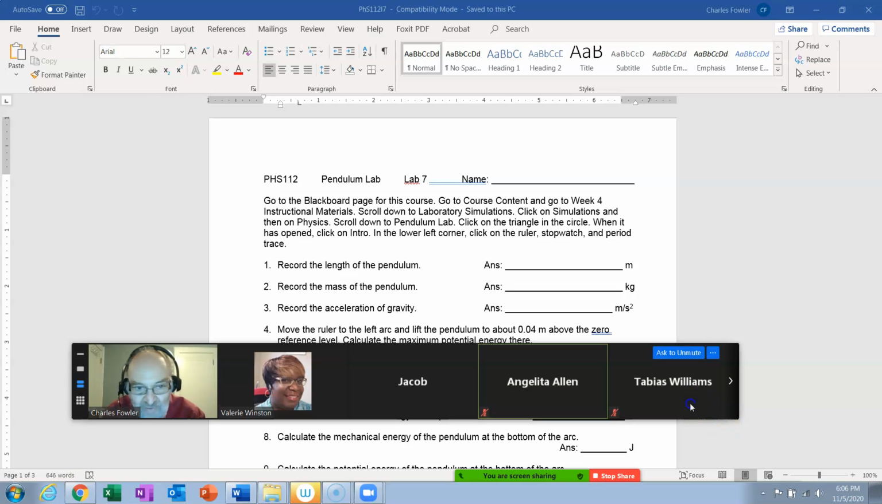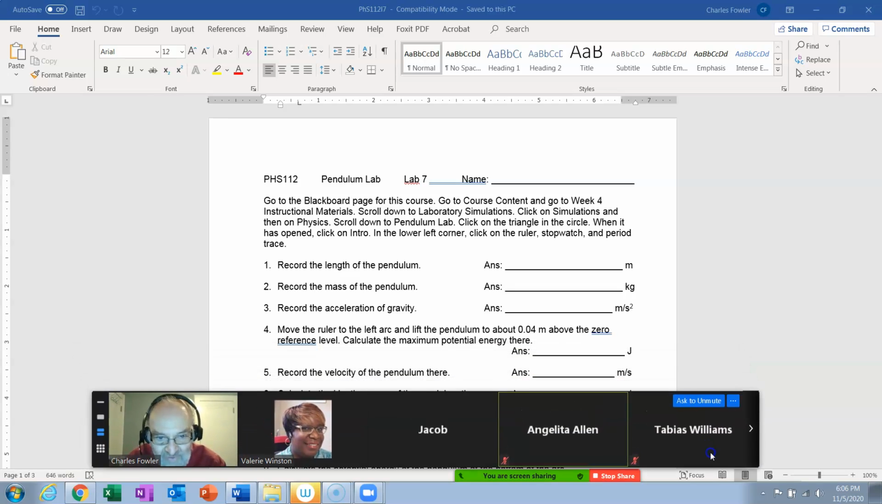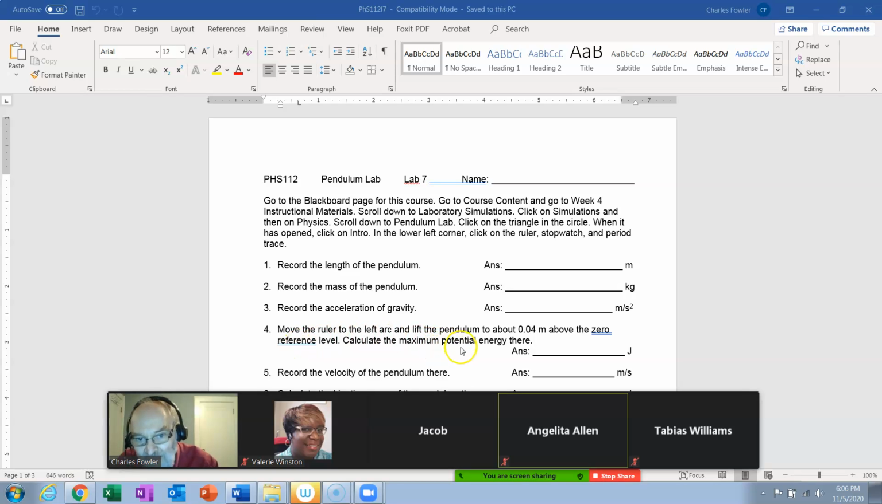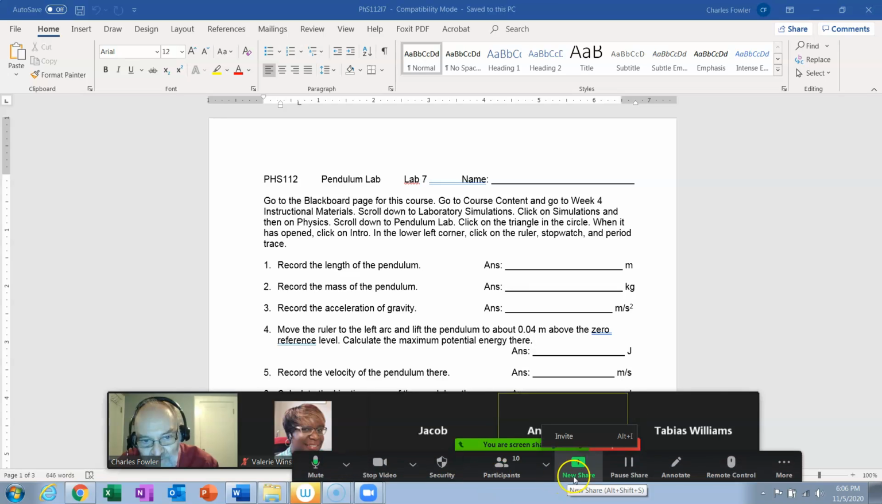Okay. Now, I'm going to move this down just a little bit here so I can read better. Move the ruler to the left arc and lift the pendulum to about 0.4 meters above the zero reference level. Now the zero reference level is as low as that pendulum can go. And we're going to calculate the maximum potential energy at that point. So let's go back to our screen share.